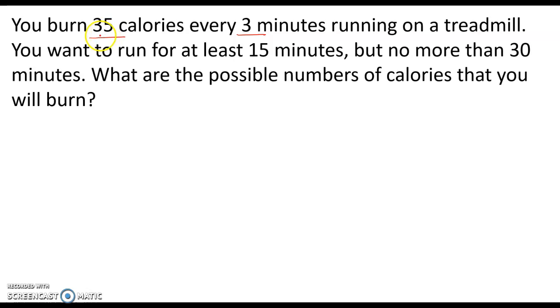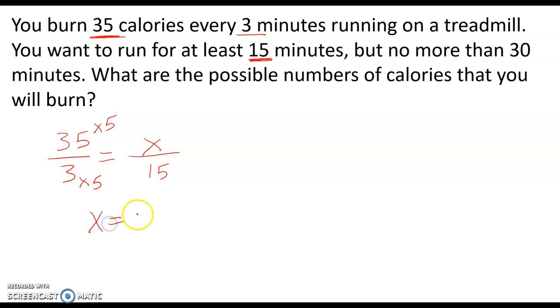So on this one, I'm going to set it up 35 calories over 3 minutes. We're going to solve the first proportion for the 15 minutes. So the 3 minutes is on bottom, so I'm going to put the 15 minutes on the bottom. I'm going to go ahead and use X. So on this one, I can use mental math. 3 times 5 is 15, so I'm going to go 35 times 5. So 35 times 5, that means X will end up being 175.